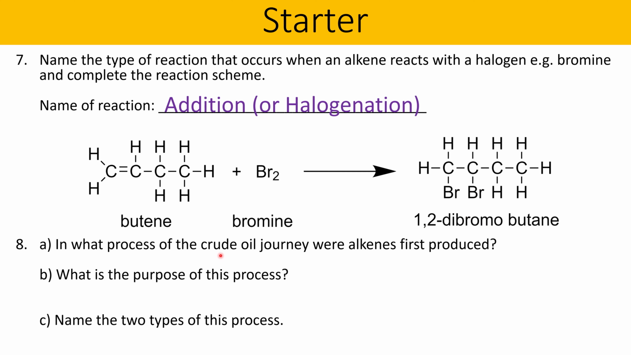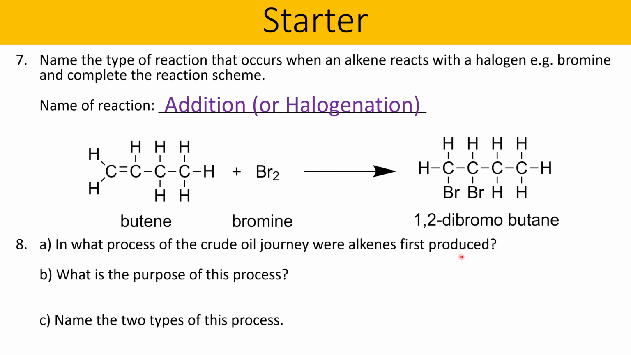Next up, in what process of the crude oil journey were alkenes first produced? Well, if we remember back to our crude oil journey, we started with extraction, then we carried out fractional distillation to separate the useful fractions. But then we had many long chains that were excess to demand. They weren't in high demand at all. So we carried out a process called cracking. And remember that cracking could produce a mixture of both alkenes and alkanes.